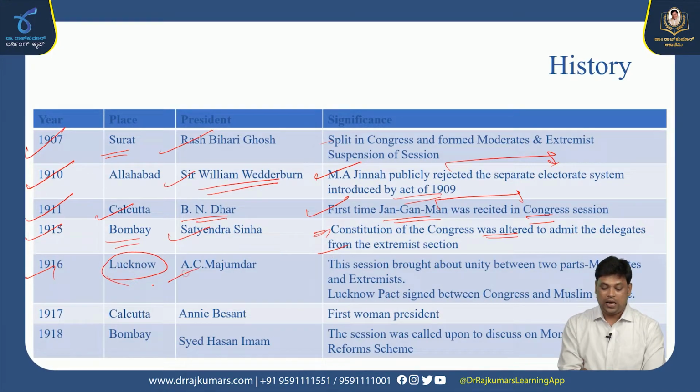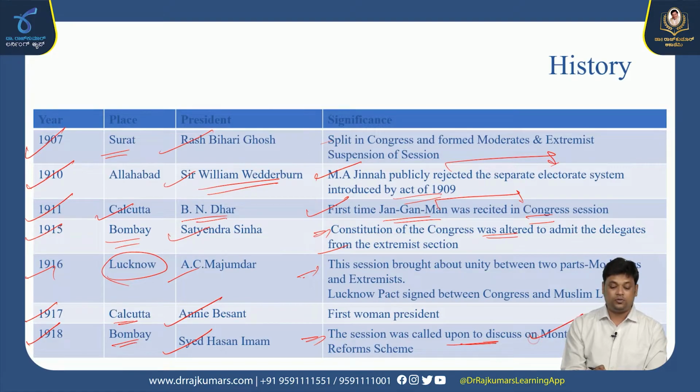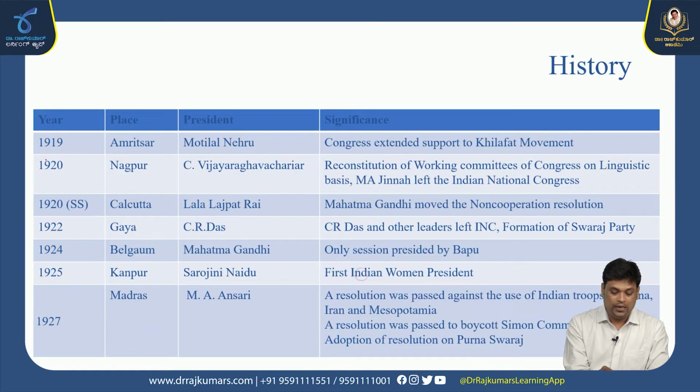1916 Lucknow Congress session, A. C. Majumdar is the president, and in this session the two sides, which had split, joined together again. A pact was signed between the Muslims and Hindus, popularly known as Hindu-Muslim unity, the Lucknow Pact. 1917 Calcutta Congress session, Annie Besant, the first woman president of the Congress. 1918 Bombay, Syed Hasan Imam, a special session called to discuss the Montagu-Chelmsford reforms. 1919 Amritsar, Motilal Nehru, Congress extended support to the Khilafat movement.